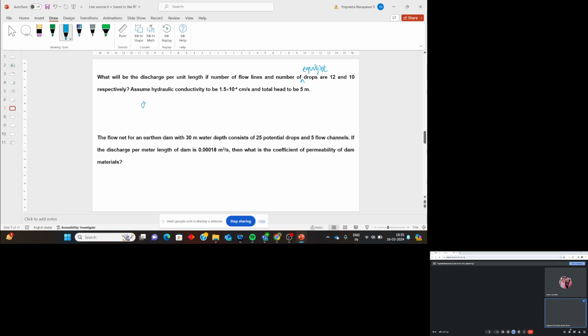How did you calculate? Q is equal to KH into NF by ND, number of flow lines by number of equipotential drops. So it will be 1.5 into 10 power minus 4 into head 5 into 10 by 12. How much will you be getting?